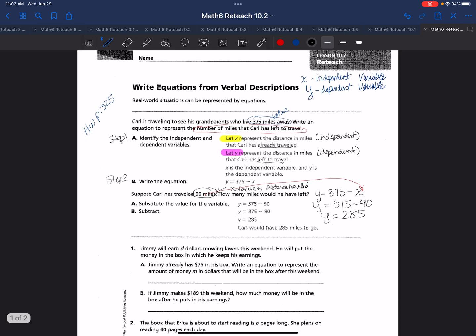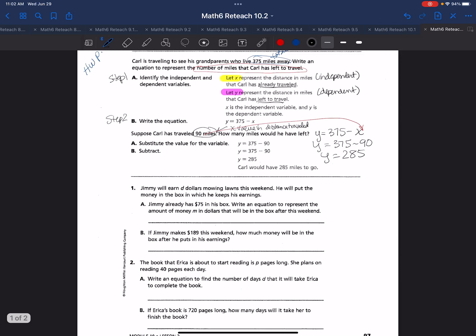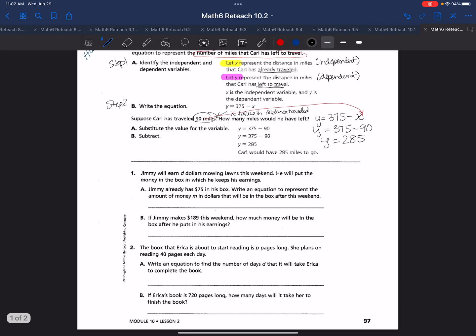Let's do the next one. Jimmy will earn D dollars mowing lawns this weekend, and he will put the money in the box in which he keeps his earnings. Okay, so we have D dollars mowing lawns this weekend. Okay, A, Jimmy already has $75 in the box. Write an equation to represent the amount of money in M dollars that will be in the box after the weekend. So that's going to be represented by money.